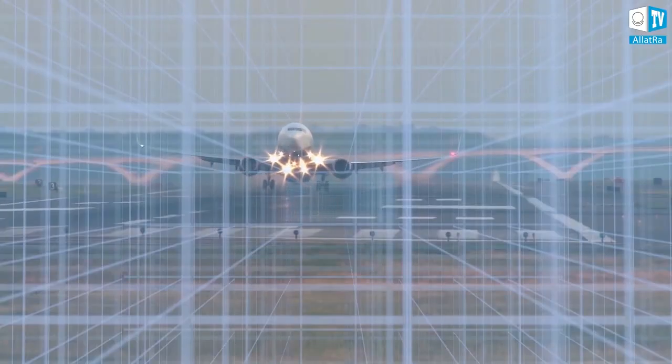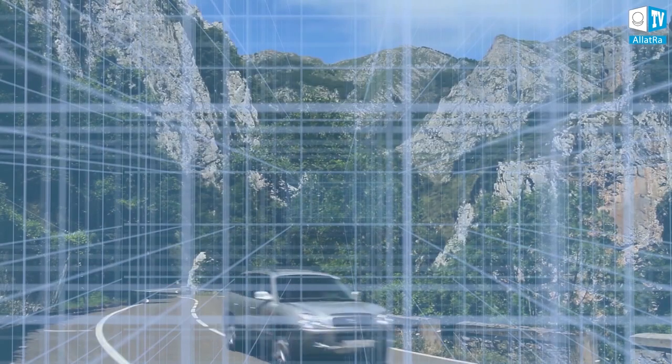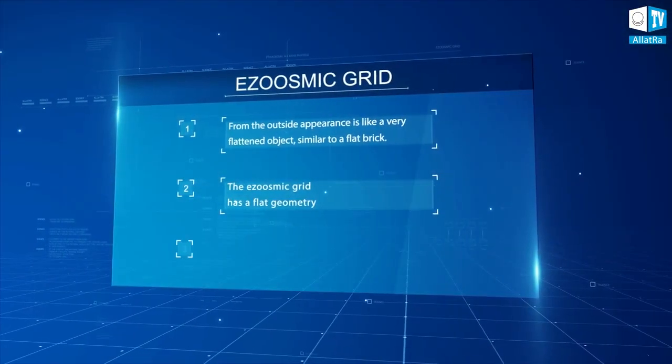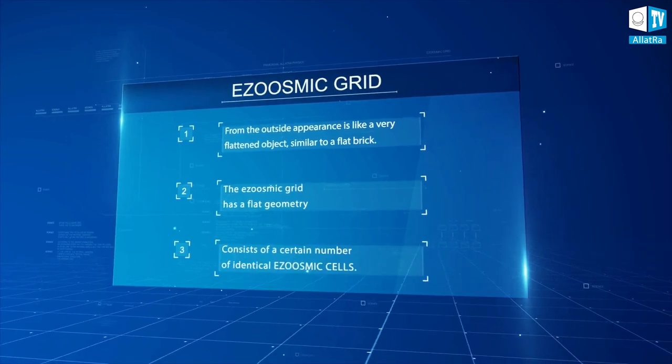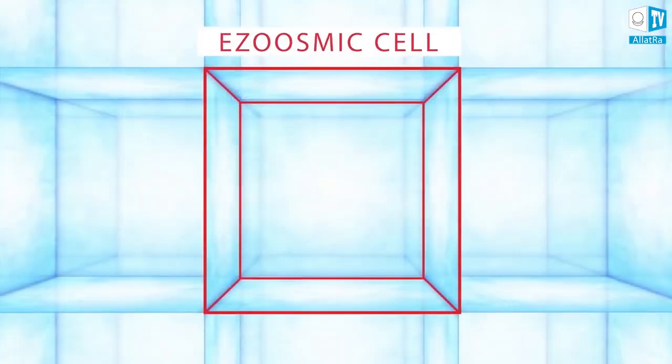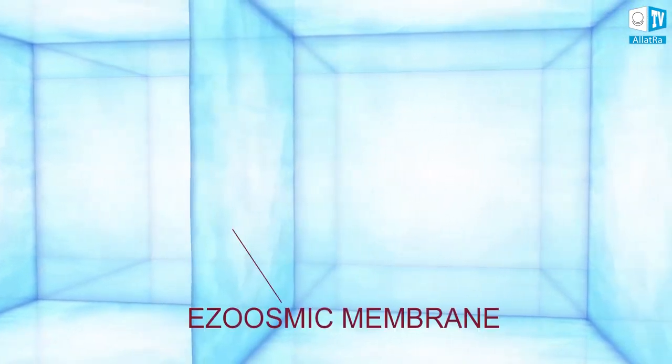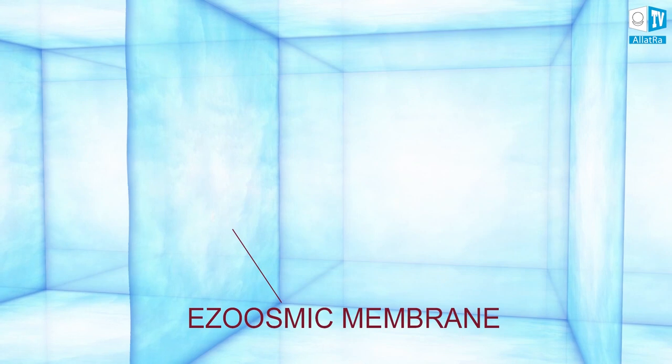The Ezoosmic grid is stable and motionless. It consists of a certain number of identical Ezoosmic cells, having a shape of a cube in the three-dimensional space. Although for dimensions above the third one, the structure becomes more complex. Every Ezoosmic cell consists of, relatively speaking, 6 walls in the form of Ezoosmic membranes. Inside, in the center of the cube of every Ezoosmic cell, there is a stationary Po particle.